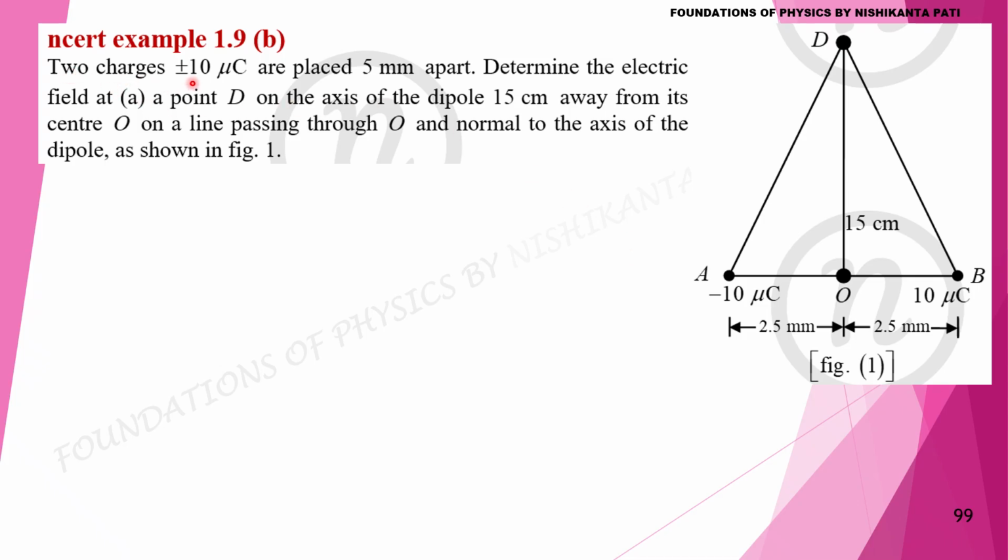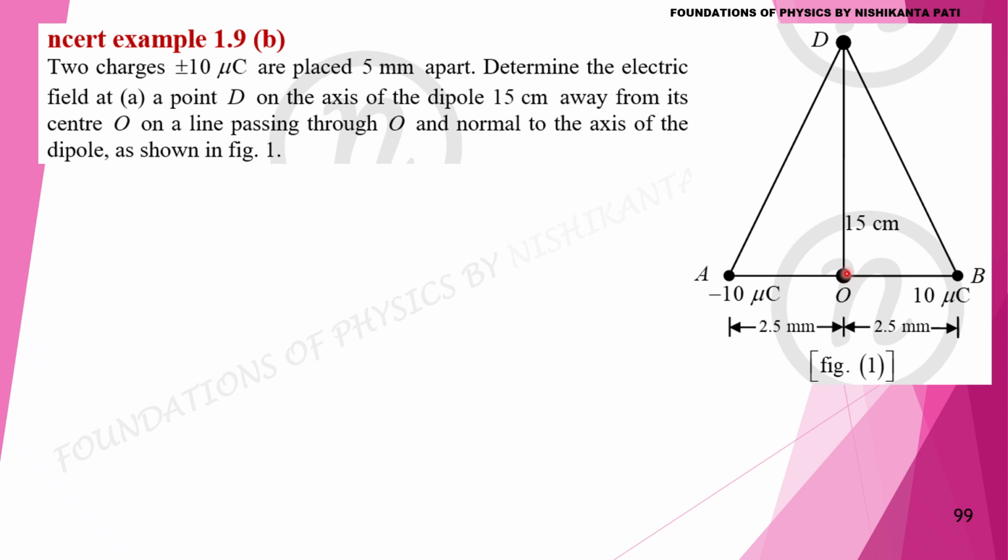Two charges plus minus 10 microcoulomb are placed 5 mm apart. Determine the electric field at the point D. So this is the dipole. This point is the point on the equatorial line, or it is the broadside on point.